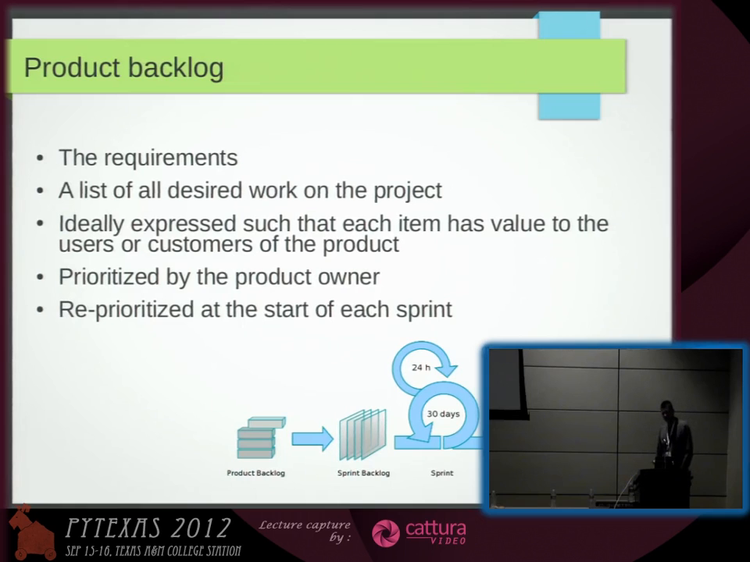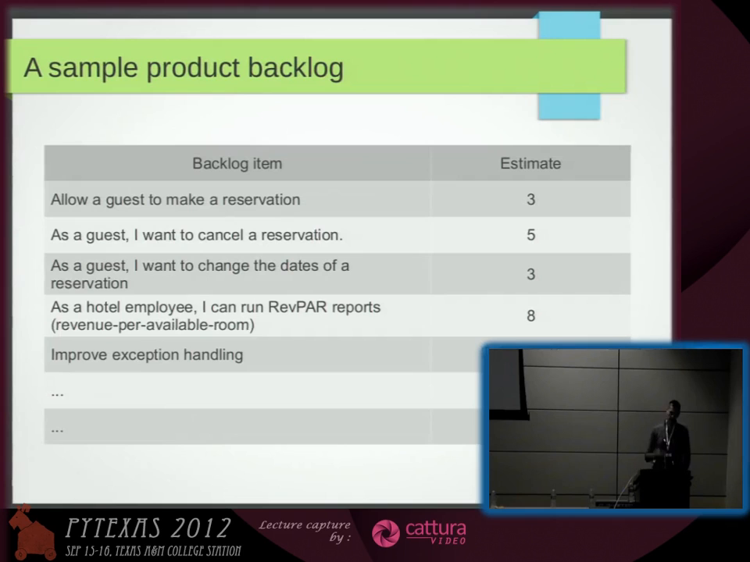The artifacts, we mentioned the backlog or the list of requirements. That's the main responsibility of the product owner, but he has to do it together with the team. There is a list of desired work on the product or project. Ideally, you want to express these items or features in a way that the emphasis is on value. That's where these user stories are very, very useful. After every sprint, you go through and adjust priorities.